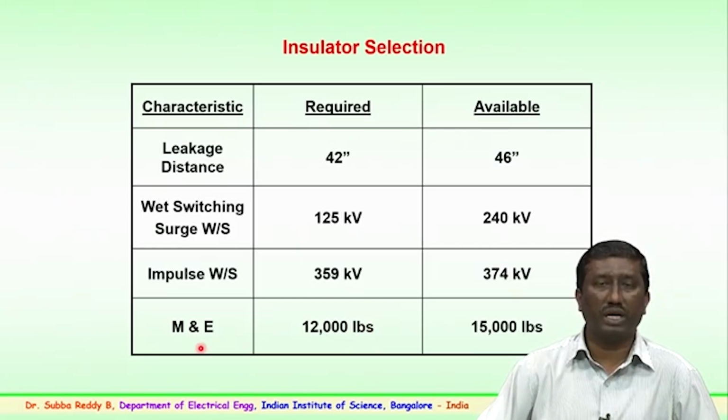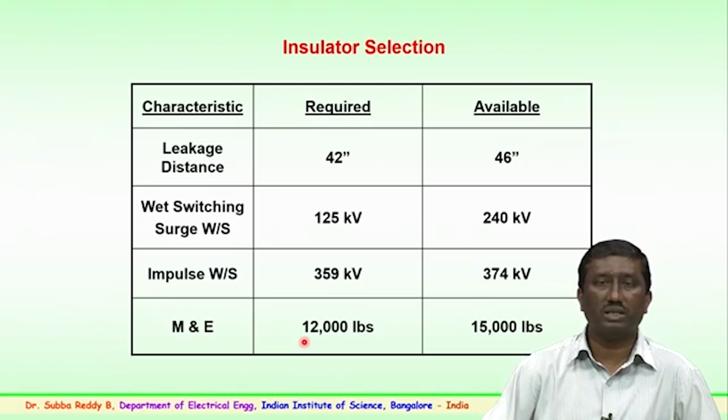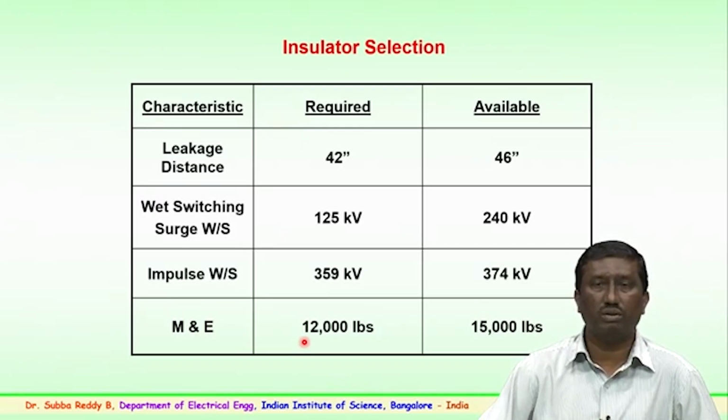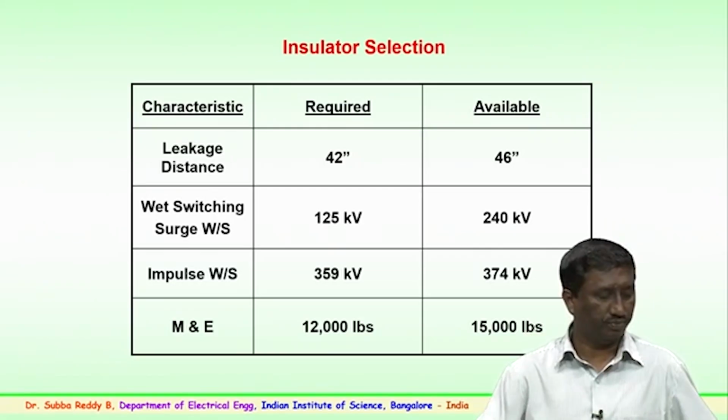Similarly, for mechanical and electrical strengths, the mechanical strength requirement is 12,000 pounds, whereas the available mechanical strength of the insulator from the manufacturer is 15,000 pounds.